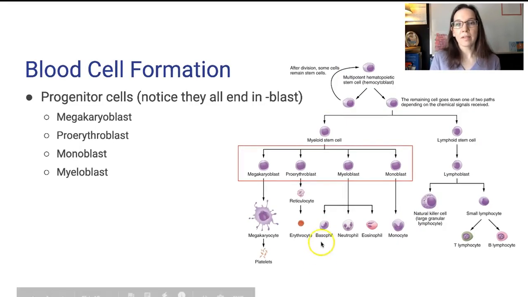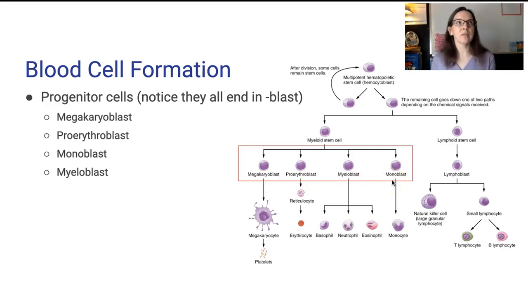Now, once you have these myeloid and lymphoid stem cells, we have another level of maturity, and these are sometimes called progenitor cells. And you notice that all of these end in the word blast, so megakaryoblast, proerythroblast, myeloblast, monoblast, and in this case, blast means an immature cell. And so these are going to become the mature cells.